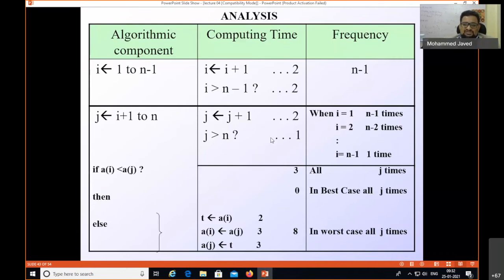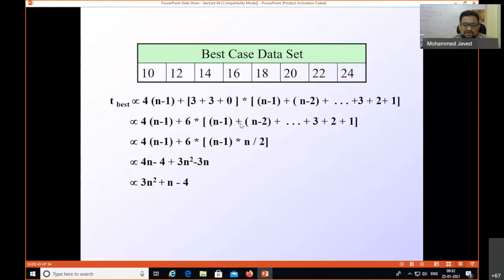So let us see this. I'm just explaining here. 4 into n minus 1, this is for the best case data. 3 plus 3 plus 0 multiplied by n minus 1 plus n minus 2 plus dot dot dot up to 1. Now if you simplify this, you will get it simply. This is a formula: n into n minus 1 divided by 2. When you substitute n as n minus 1, you will get n minus 1 into n divided by 2. Simplify this and you will get T best is proportional to 3n square plus n minus 4.